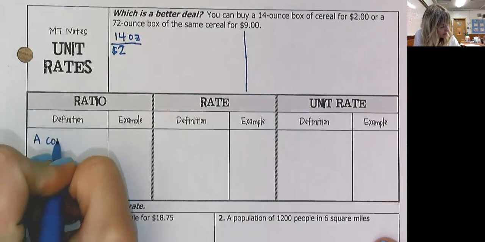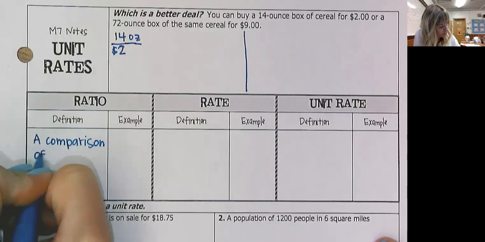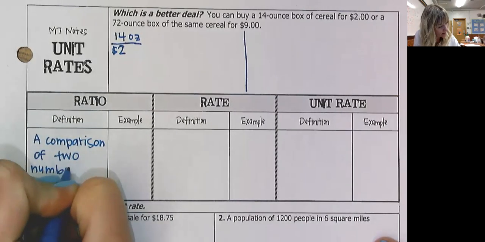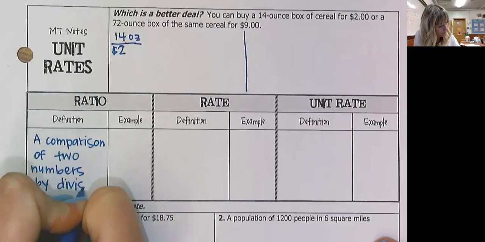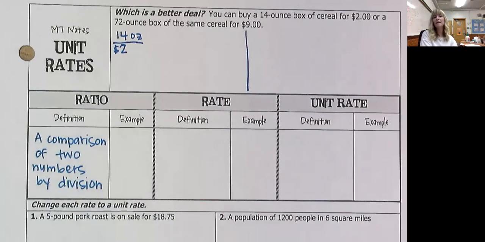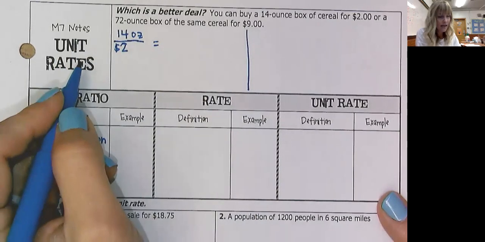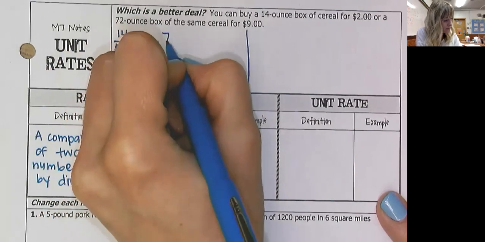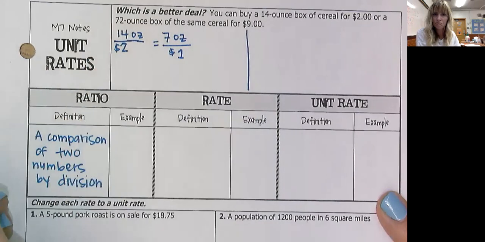A comparison of two numbers by division. We will put some examples there in just a moment. But if it's a comparison of two numbers by division, that means I should divide these. And 14 divided by 2 is 7. So that means one of these boxes is 7 ounces for $1.